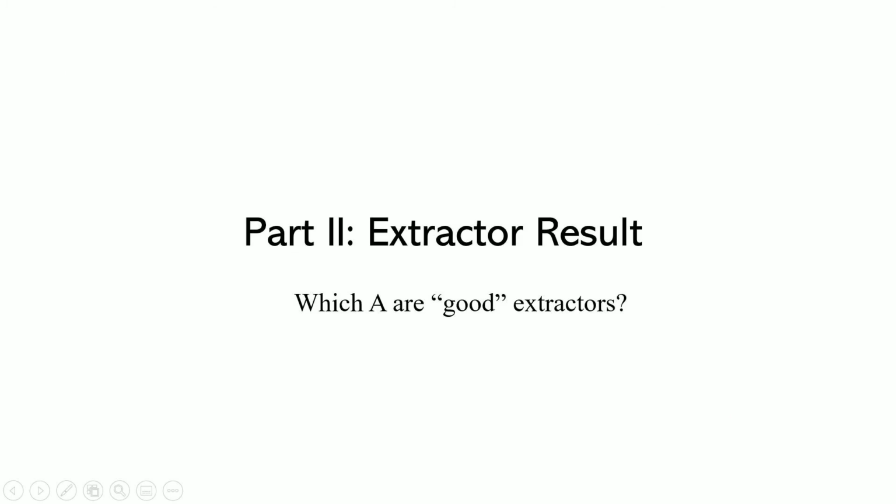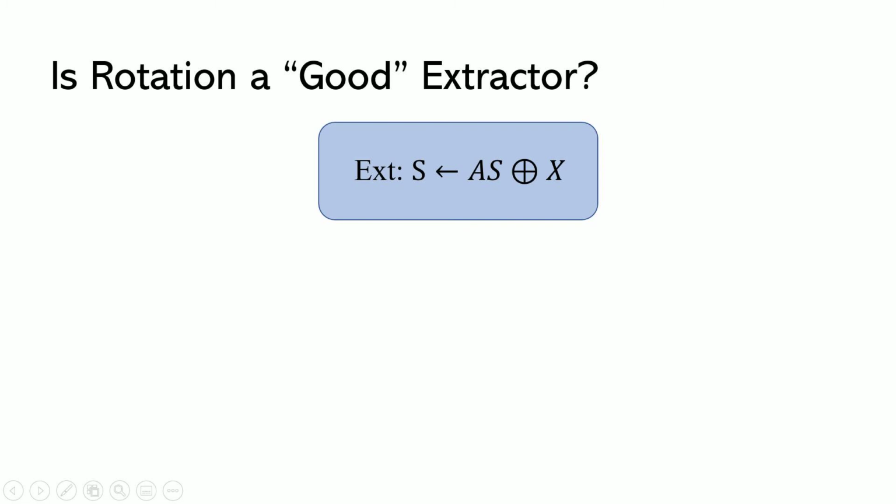Let's see the answer to the first question, which matrices A are good extractors. Remember that Windows 10 used the rotation as its matrix A, so is rotation a good extractor? Unfortunately, the answer is no. We notice that there is a natural obstruction that prevents A from extracting.